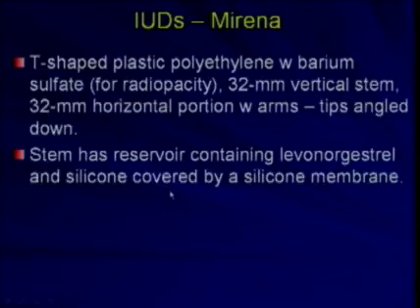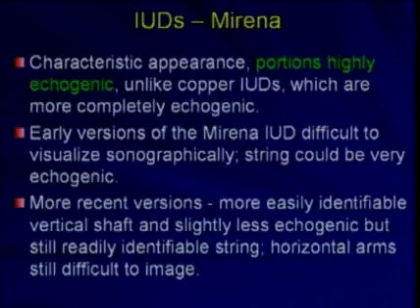Now, the vertical stem of this IUD has a reservoir containing the hormone and is thicker than the remainder of the IUD. The characteristic appearance of the Mirena is that only portions of this device are highly echogenic, unlike the copper IUDs. So the Mirena can present a problem with imaging.